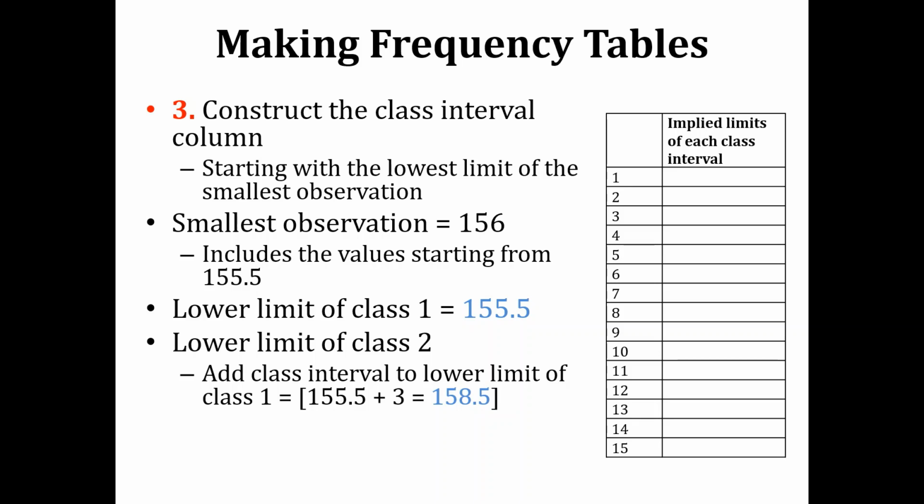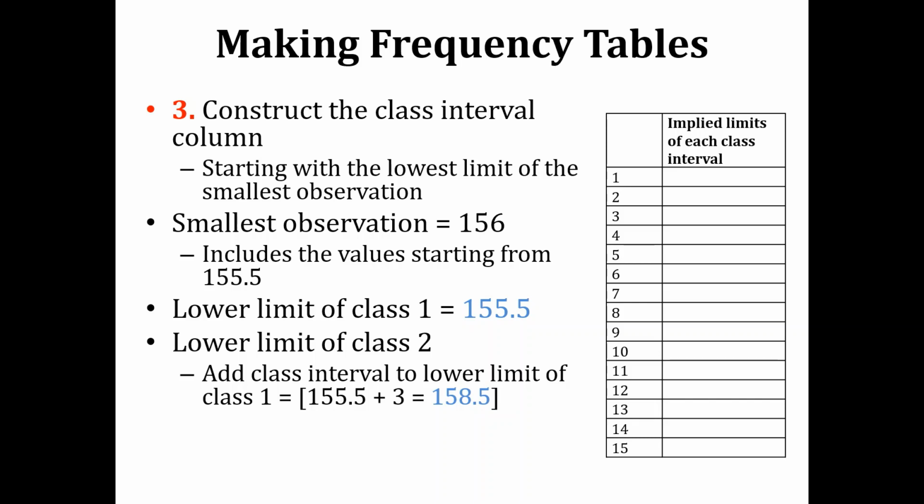And remember, what is meant by the class interval? Class interval is the difference between the lower limits of the adjacent classes. So if the lower limit of class 1 is 155.5, then we get the lower limit of our next class by adding the class interval to this. So 155.5 plus 3 is going to be 158.5. So this is going to be the lower limit of our class number 2.